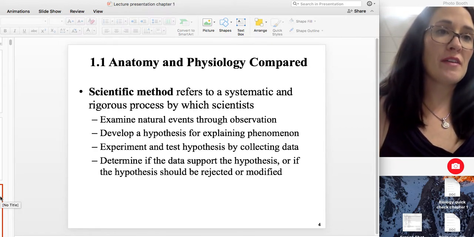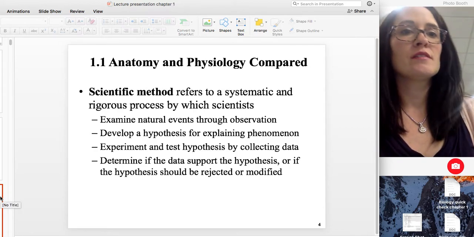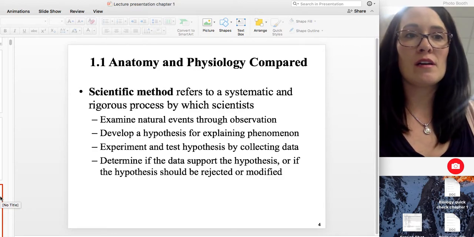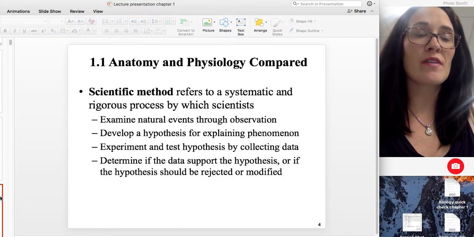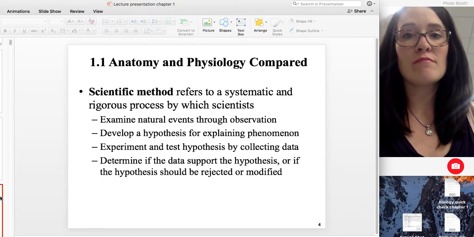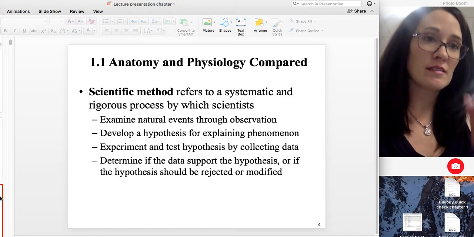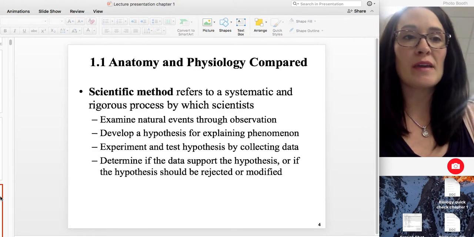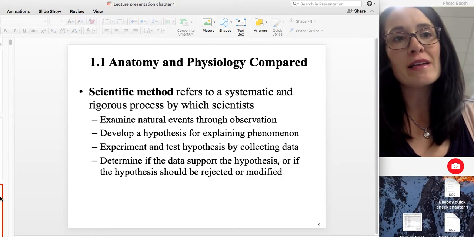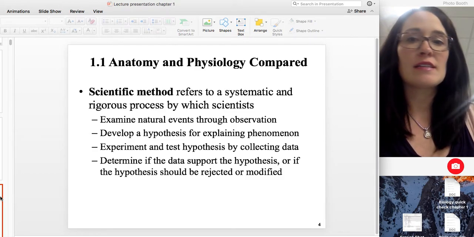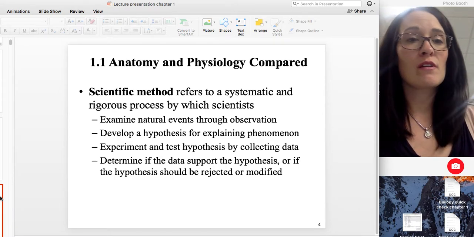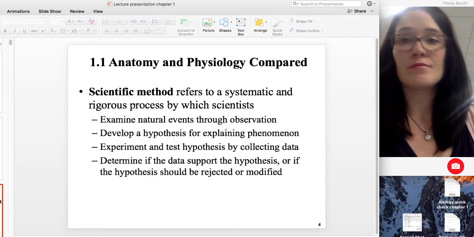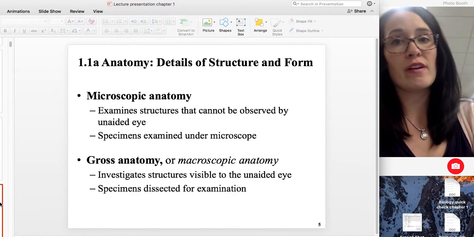The scientific method that is used in all different areas of science is just a process in which scientists examine natural things around them, observe them, develop a hypothesis based on information gathered to explain things, test it, experiment, come up with results and data, and then determine if that hypothesis is met or if they need to go about it again, to rerun an experiment.